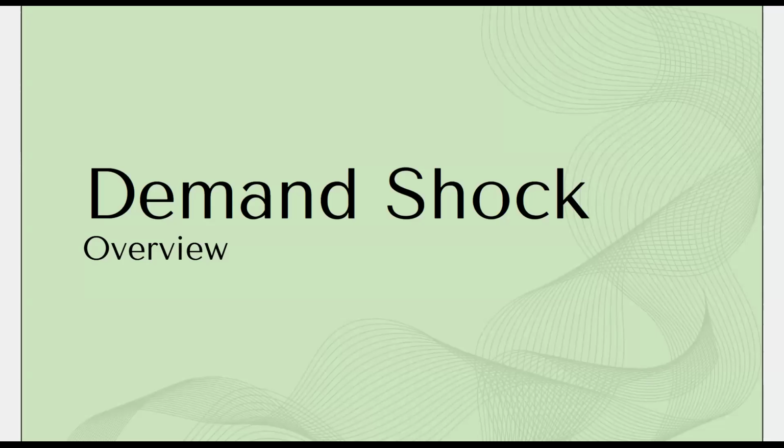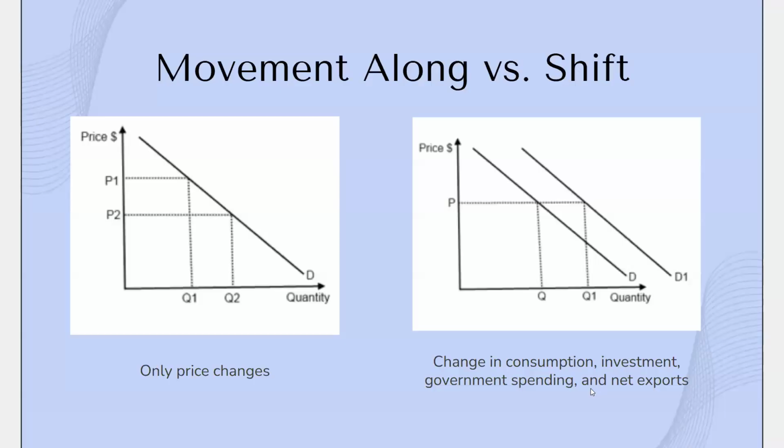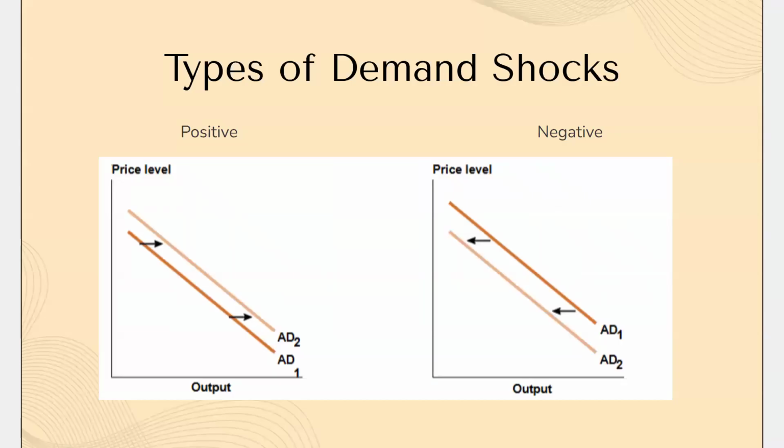Today I will be talking about a brief overview of the aggregate demand shocks. First of all, it is important to differentiate between a movement along the demand curve and a shift of the demand curve. A movement along the demand curve only occurs when there is a change in price. A shift of the demand curve will result from a change in a non-price determinant. These factors include consumption, investment, government spending, and net exports.